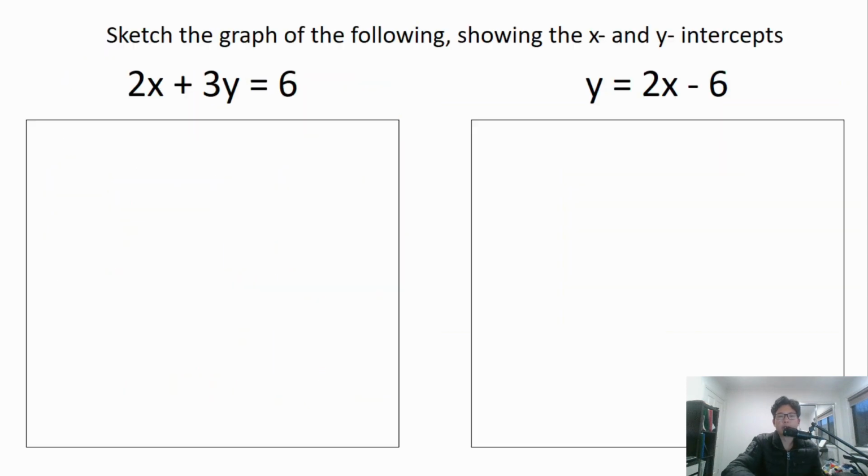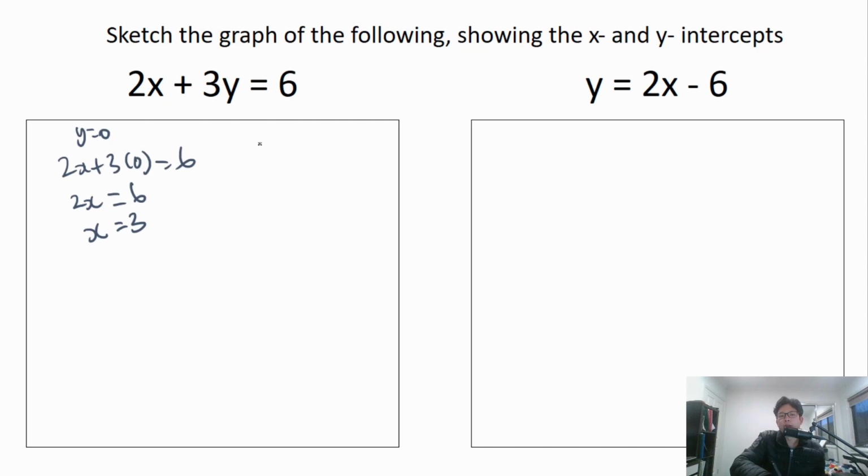Now that we've gone through the key ideas, let's have a go at some example questions. This question says, sketch the graph of the following, showing the x and y intercepts. So we have the equation here. Let's start with the x-intercept. When we're looking for the x-intercept, y has to equal 0. So let's substitute y equals 0. 2x plus 3 times 0 equals 6. 3 times 0 is 0, so it just becomes 2x equals 6, and then x equals 6 divided by 2, which gives you 3.